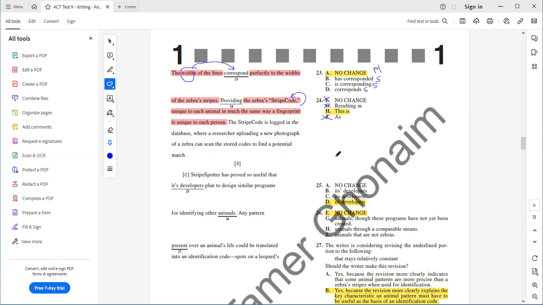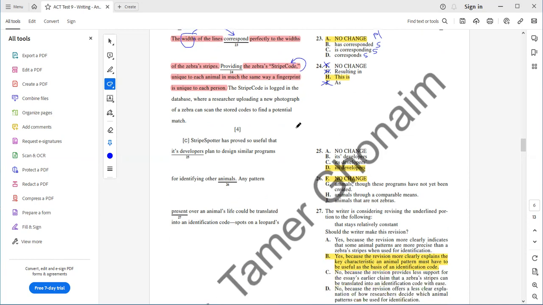Now let's go to Engineer Adam. It's easy also. Stripe Spotter has proved so useful that, okay, take care. After that, we must have subject and verb. That plan to design similar programs for identifying other animals. Okay. Plan here can be a noun or a verb, but we don't know. If you're going to say it is subject verb, it is developers plan. Can it work? No. Because plan here looks like it's a verb. So we don't need subject verb in the beginning. So I don't need A.